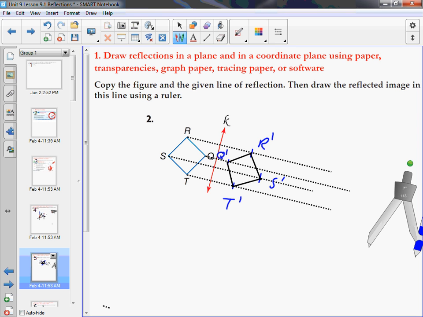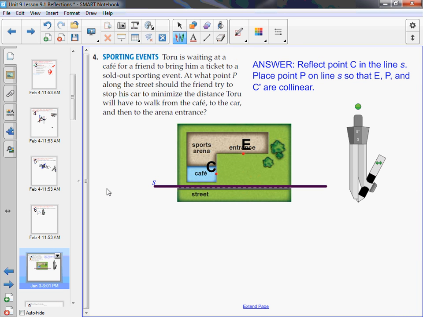Okay, so with some practice, we can get pretty good at doing these. But it is going to take a little practice. Make sure your dotted lines are perpendicular to your line of reflection, and we should be okay. Now, let's take a look at number 4.